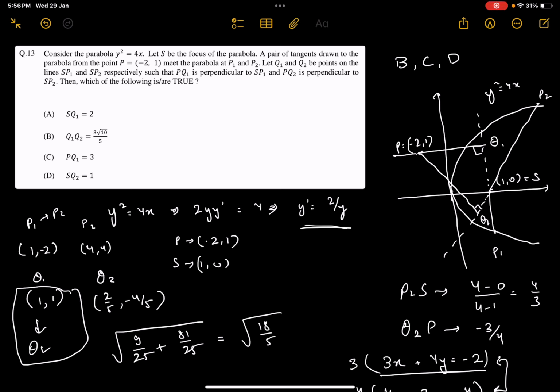A pair of tangents drawn from the point meet the parabola. Yeah, there's no way to ascertain which point is Q1 and which point is Q2, or rather which point is P1 and which point is P2. So the answer is BCD.